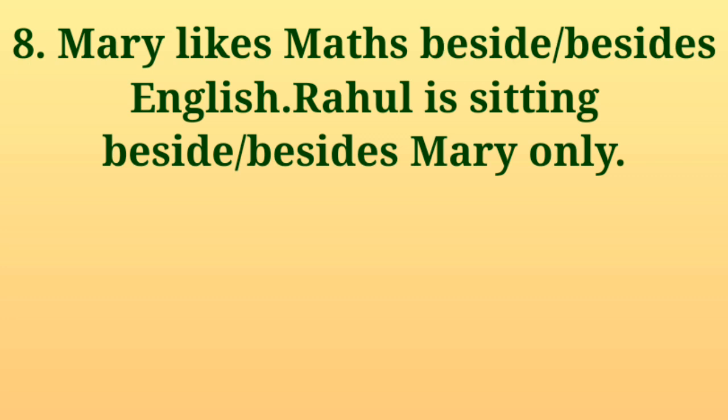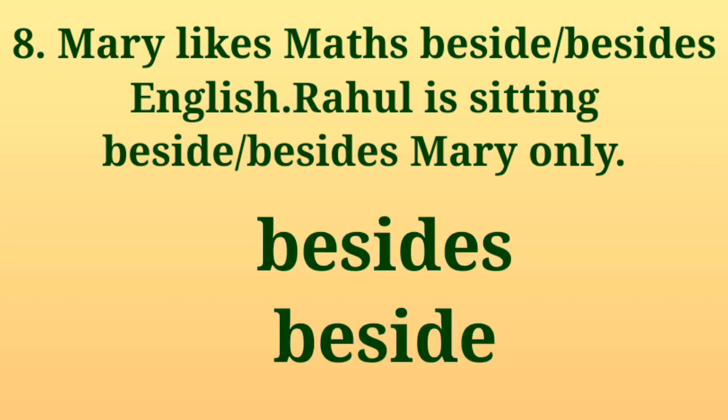So in the first, besides would come, and in the second, beside would come, as it means Mary likes maths besides English. Means Mary likes maths in addition to English. She likes maths and English as well. And in the second one, Rahul is sitting beside Mary only. Means Rahul is sitting next to Mary only.